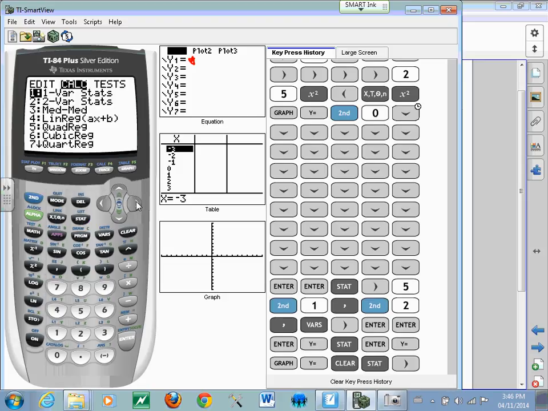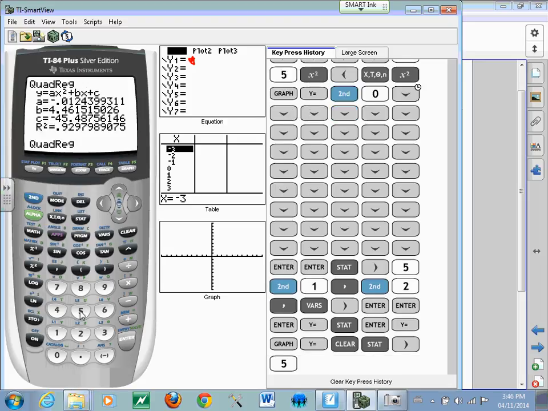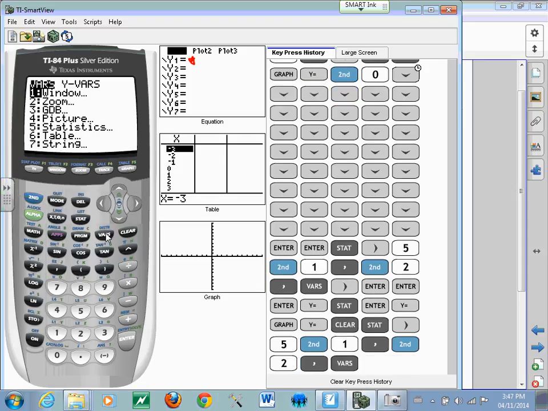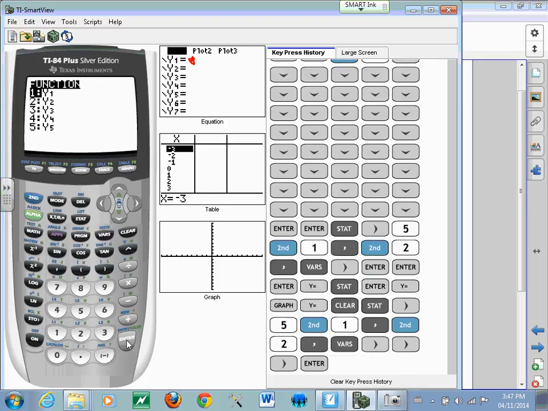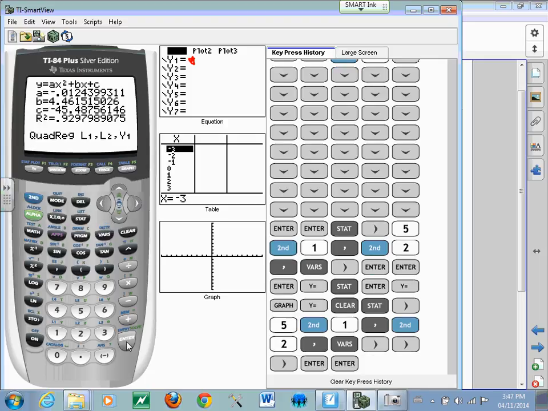I want to do a quadratic regression, which is 5. I'm going to tell it to put the L1 and L2 on. So we're going to go second 1, comma, second 2, comma, and tell it where I want my vars to go. Okay. And let's try that again. Otherwise, I've got some data in there wrong.